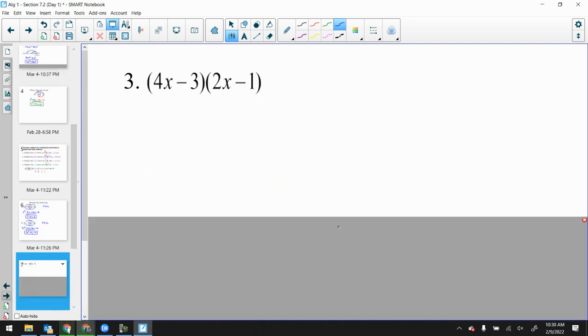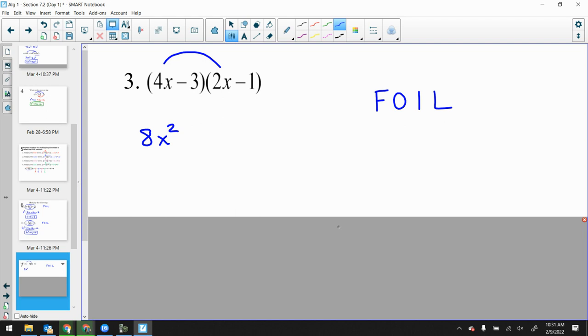4x minus 3 times 2x minus 1. So use the FOIL method again. So I'm going to write it out here. F-O-I-L. F. First. 4x, 2x. The first terms out of each binomial. 4x times 2x is 8x squared.